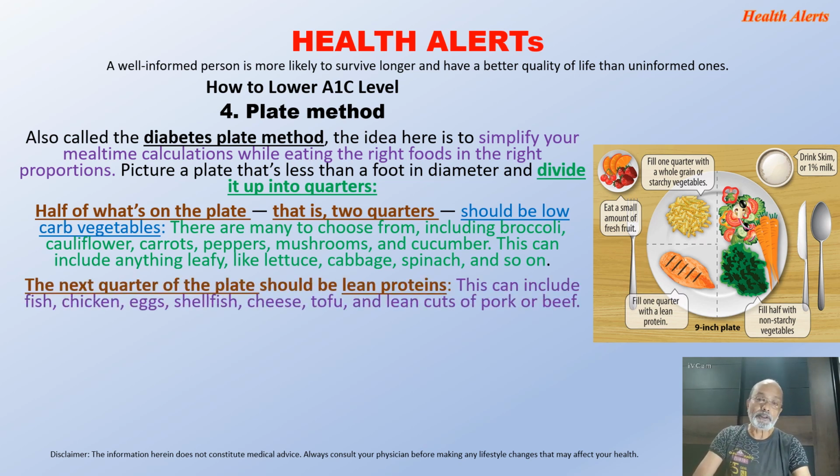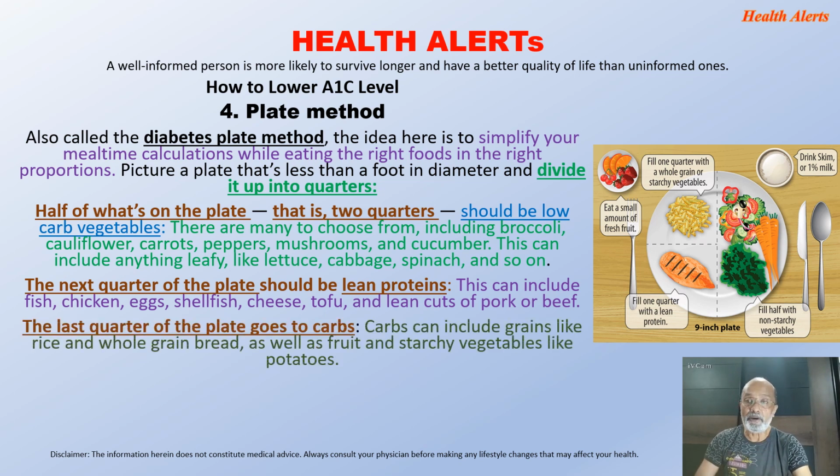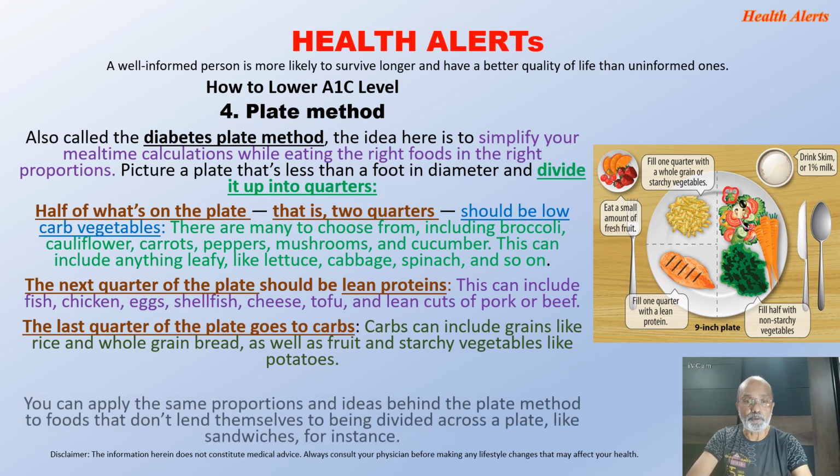The next quarter of the plate should be lean proteins. This can include fish, chicken, eggs, shellfish, cheese, tofu, and lean cuts of pork and beef for those who prefer or have a food habit of going for pork and beef. The last quarter of the plate goes to carbohydrates, carbs. Carbs can include grains like rice and whole grain bread, as well as fruit and starchy vegetables like potatoes.